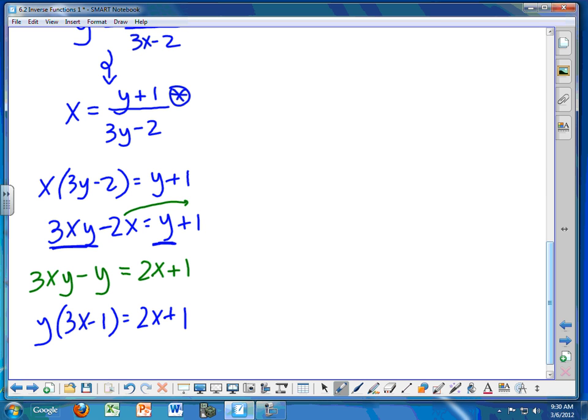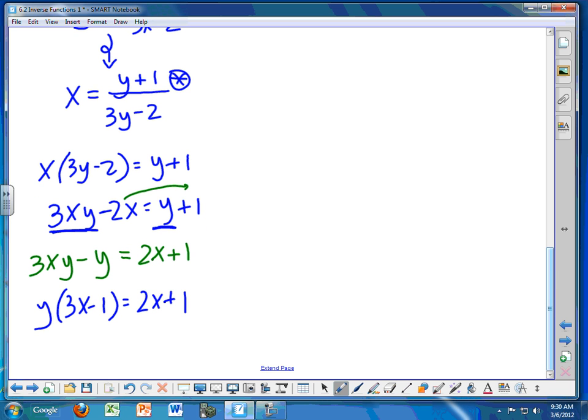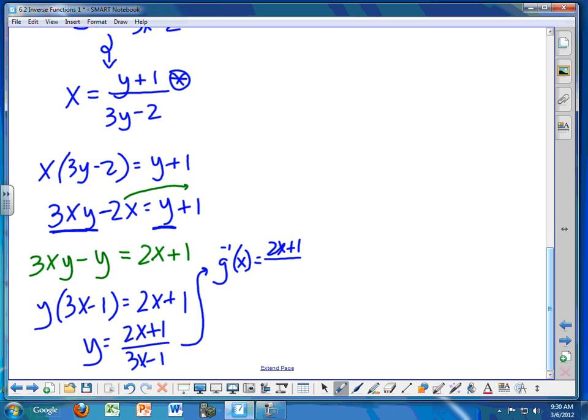Sorry about that. And dividing by the 3x minus 1, y equals (2x plus 1) over (3x minus 1). This will be called our g inverse: (2x plus 1) over (3x minus 1).